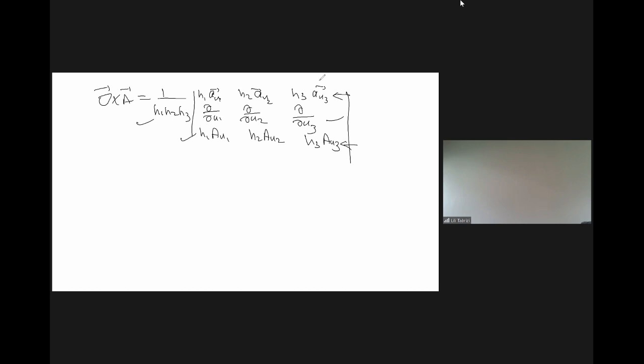Okay, so let's write this one in spherical coordinates. In spherical coordinates, curl A is equal to 1 over h1 h2 h3, where h1 is equal to 1, h2 is equal to r, h3 is equal to r sine theta. So h1 h2 h3 gives you r squared sine theta.